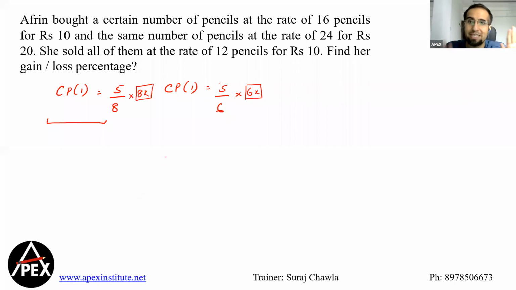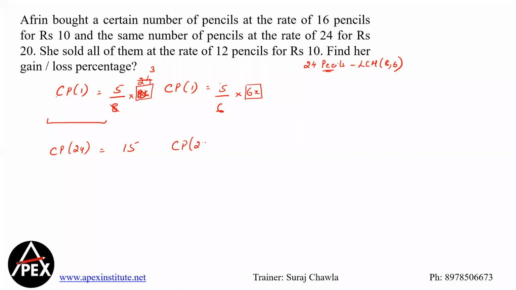And the question is saying that the same number of pencils are bought in both the lots. So therefore, let me assume the person bought 24 pencils of each lot. Why is it 24? That's the LCM of 8 and 6. So if CP of one pencil is equal to 5 by 8, CP of 24 pencils is how much? 8 ones are 8, threes are. That means CP of 24 pencils is equal to 15 rupees.